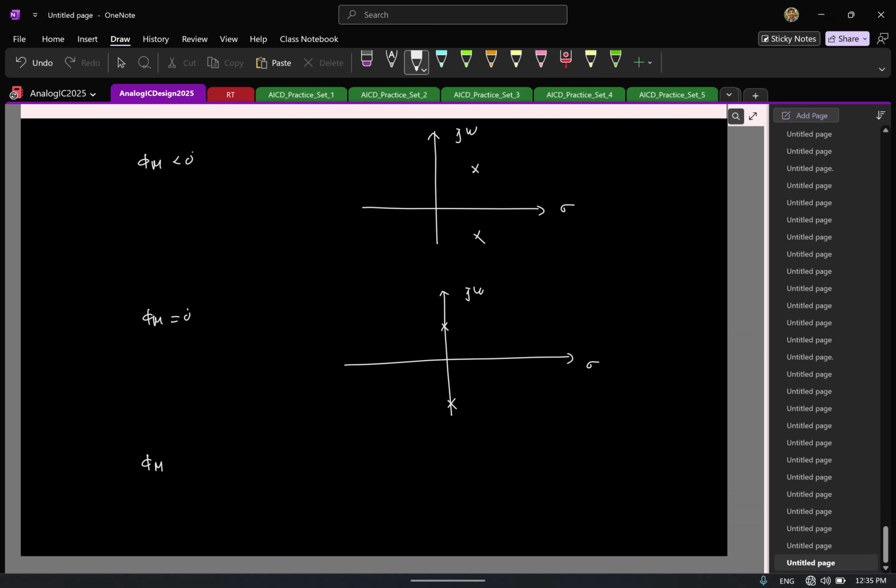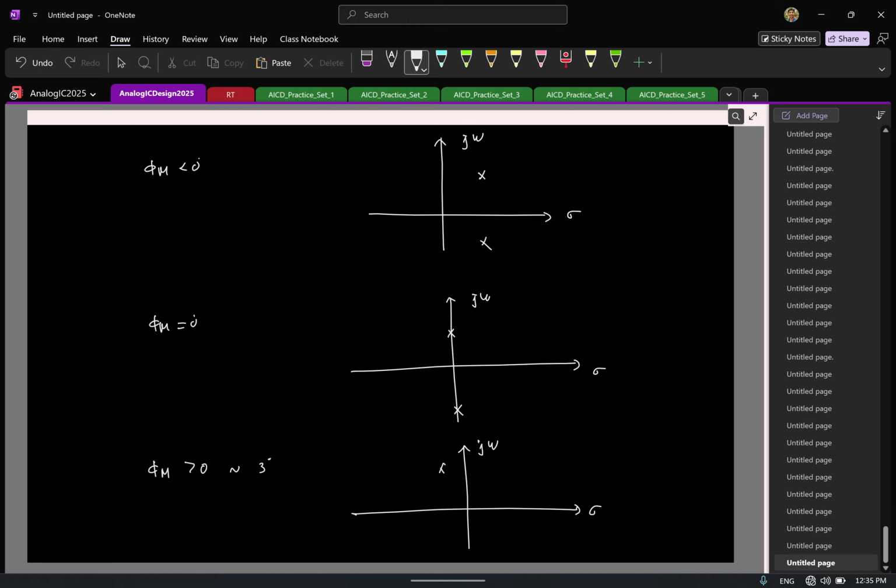Similarly, if phase margin is positive, but a small number, say 3 degrees or 4 degrees, where will the closed loop poles lie? They will definitely be in the LHP, but can you narrow it down further? It will probably lie closer to the j omega axis.